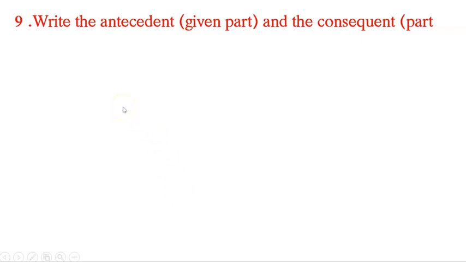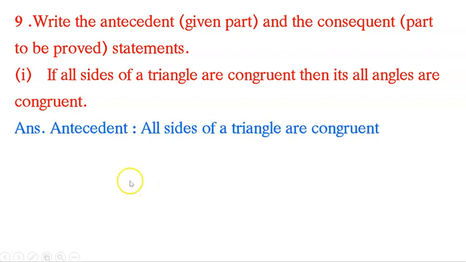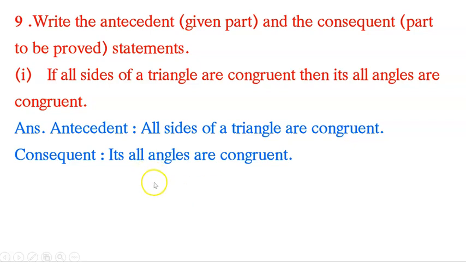Write the antecedent, that is the given part, and the consequent, that is the part to be proved. Okay, statements. If all sides of a triangle are congruent, then its angles are congruent. Now first is the antecedent. So what will be given here? Antecedent is all sides of the triangle are congruent. Consequent, all angles are congruent.